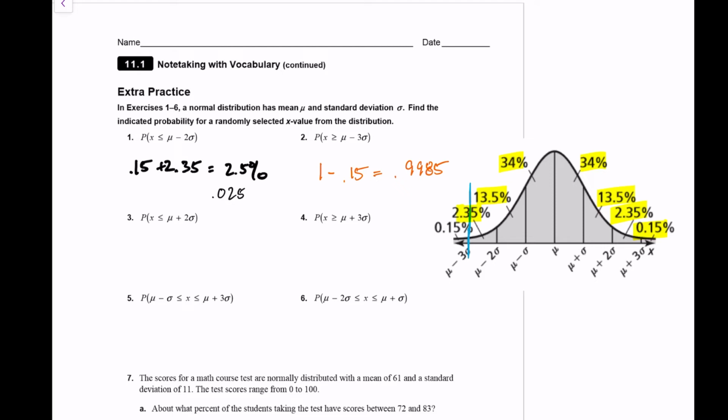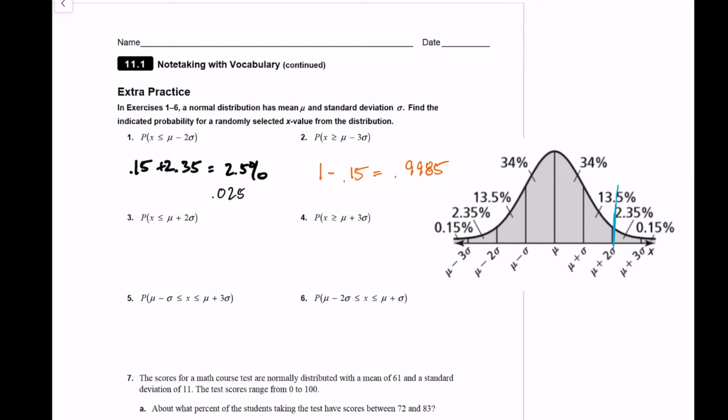Let's try another one. We have right here for number 3, the probability that x is less than or equal to the mean plus 2 standard deviations. So this time, the mean plus 2 standard deviations will be going to the right side of the mean, and there's my blue line.